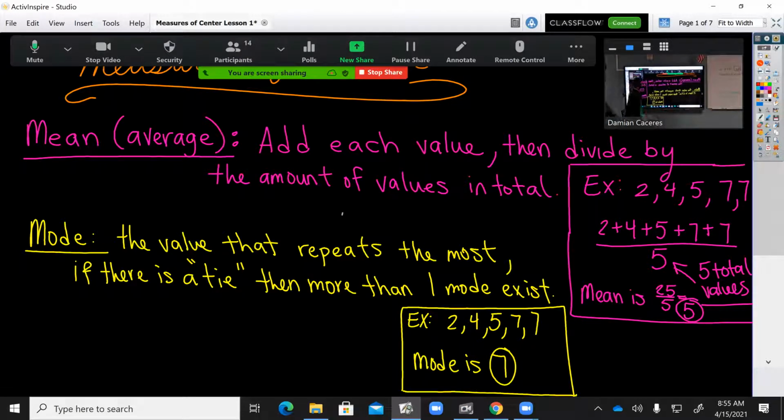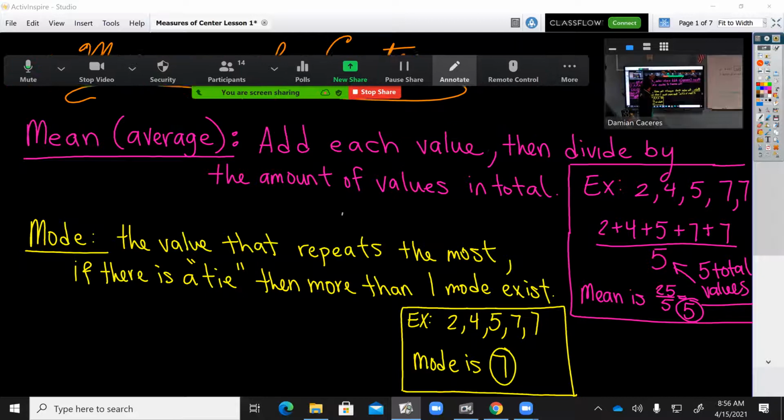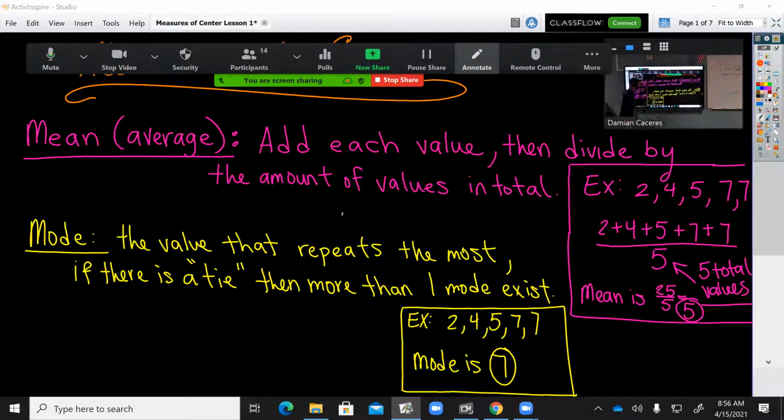All right, so some of these terms you're going to remember from sixth grade. Some of them are going to be new to you. Either way, none of it is difficult, so make sure you pay attention. So this section is the beginning of statistics. We're going to start with measures of center. The measures of center are what follows.